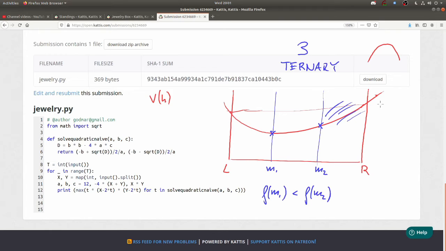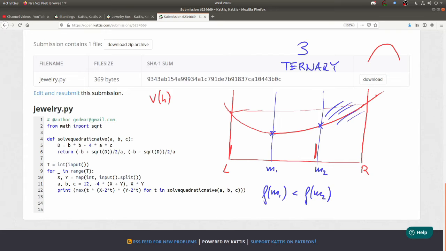Okay, so we can rule this one out, and we would then have a revised smaller interval to consider between L and M2. And we're going to repeat this process until we have shrunk the interval to be small enough that we can then announce the solution, the value at which this function reaches its local minimum. Okay. So this is the idea.